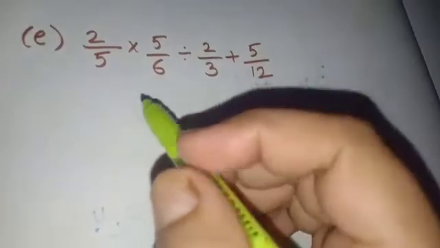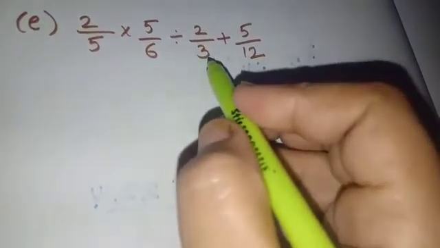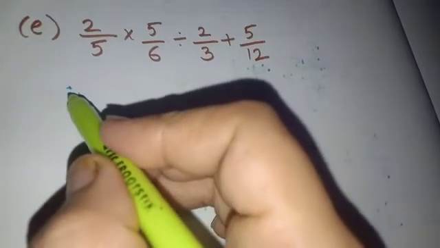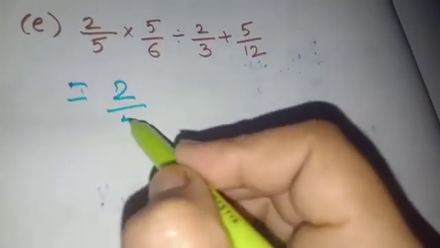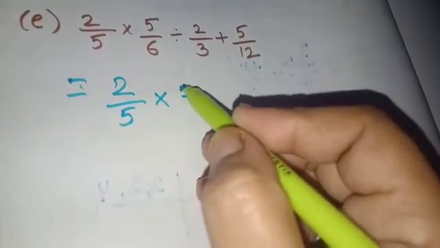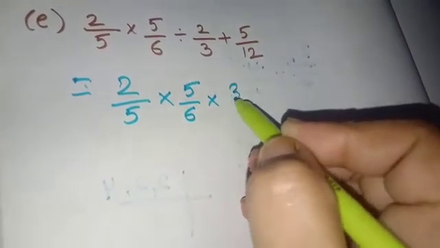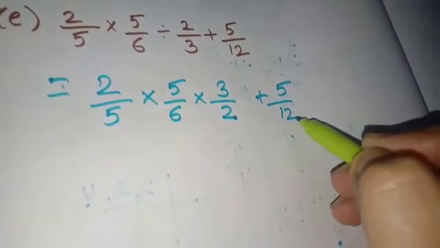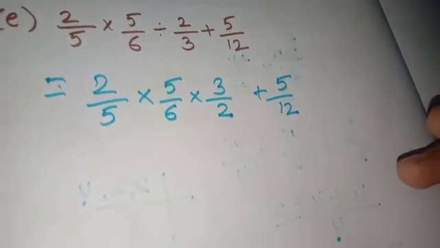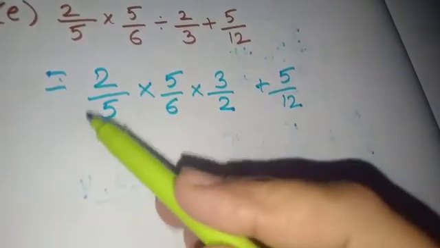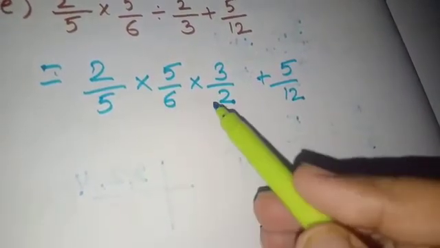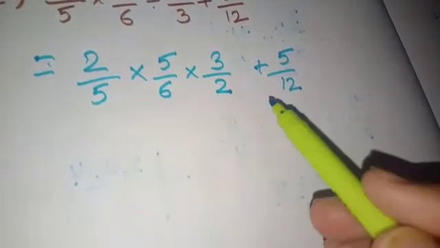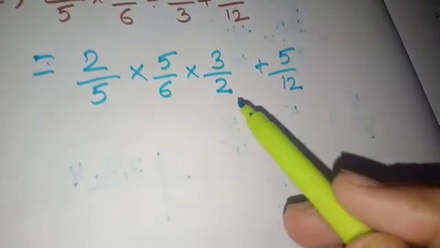Let's move to the E part. Here the signs of multiply, divide and plus are given. Which sign will be solved first according to DMAS rule? Division sign. So what will we do here? Multiply 5 by 6, multiply 3 by 2. Okay. Plus 5 by 12. Now division sign is not now in the statement. So both these two multiplication signs, means these three fractions are multiplying together, so we can multiply all these three fractions in a single step.